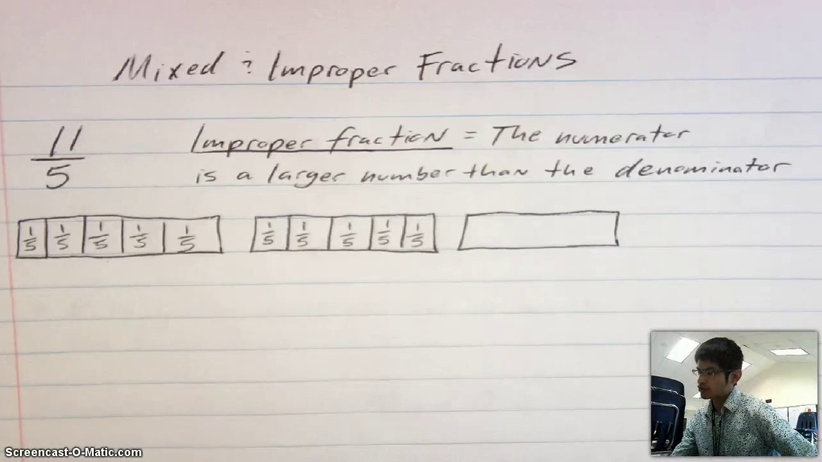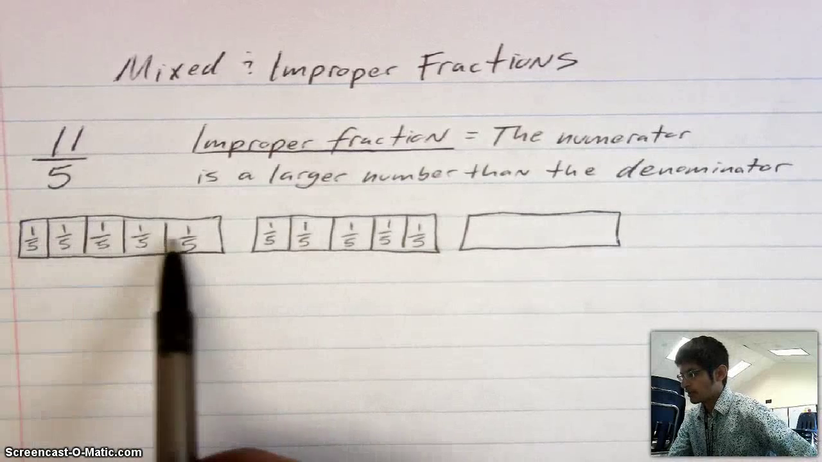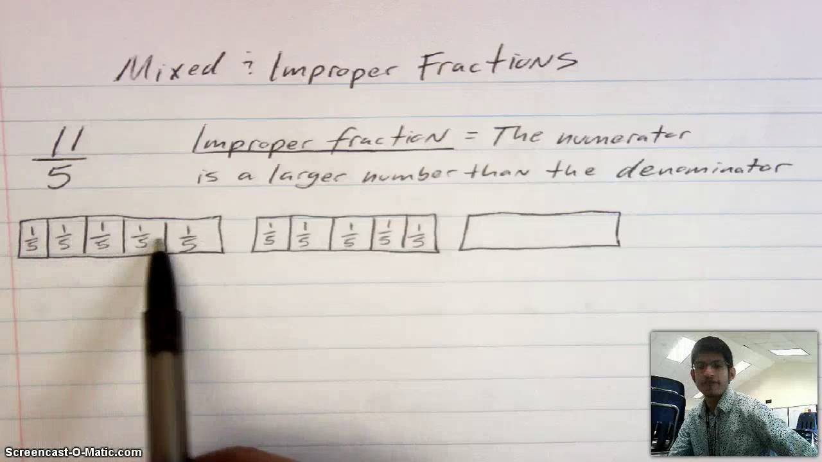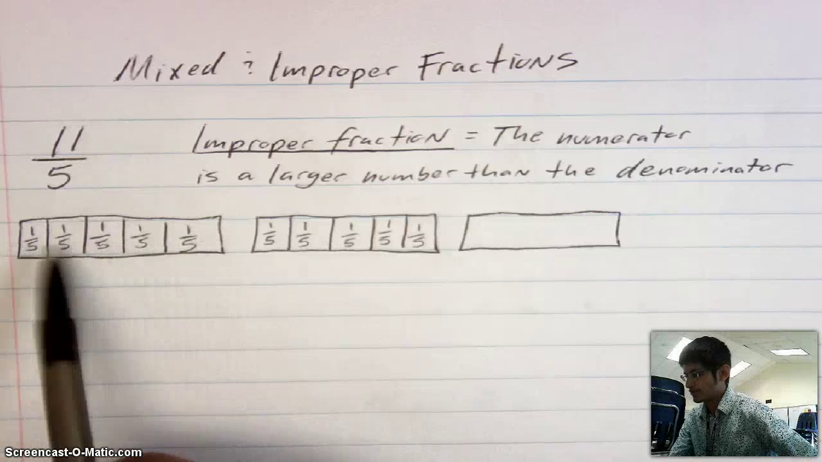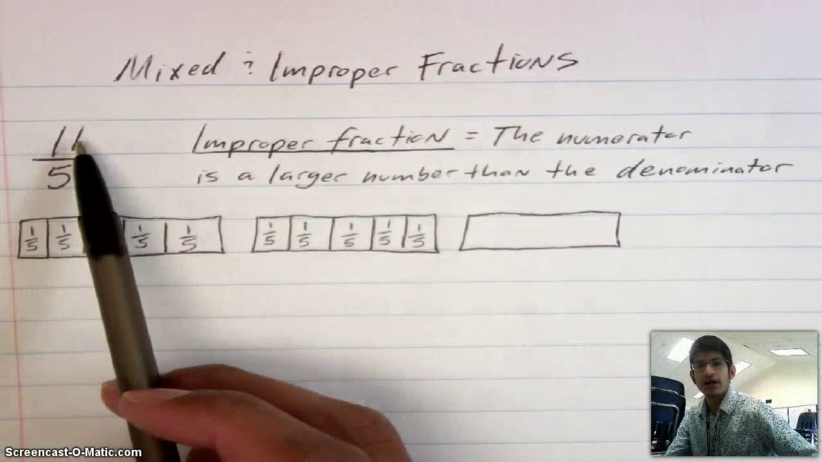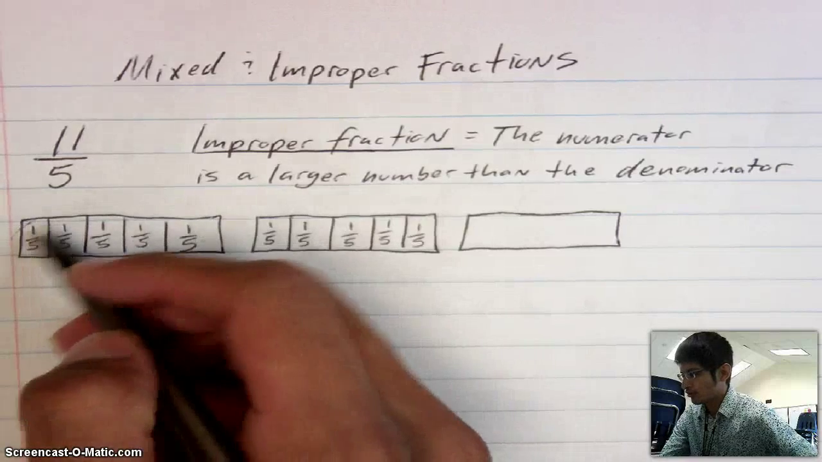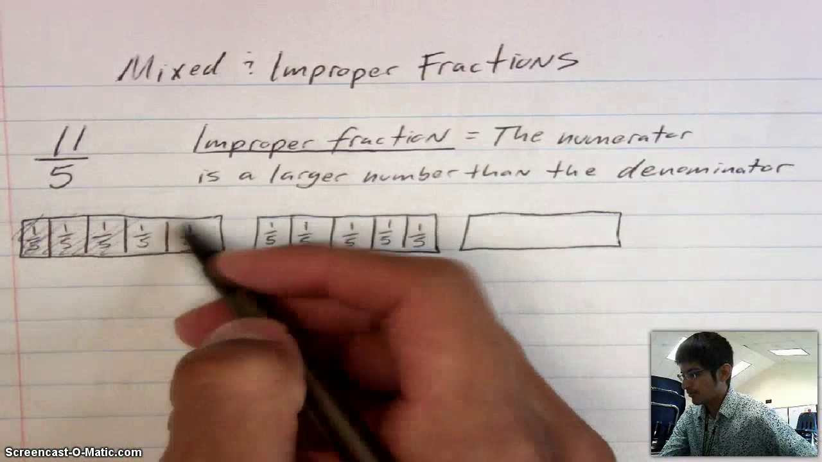Okay, so far I've drawn out a bar of a bunch of fifths. So here's my first bar, and it has 1, 2, 3, 4, 5 fifths. So this bar is 5 fifths. So that's one whole, right? So this numerator says I need to shade in 11. Well, if I draw one bar, I can only shade 5. So I need to draw a second bar.